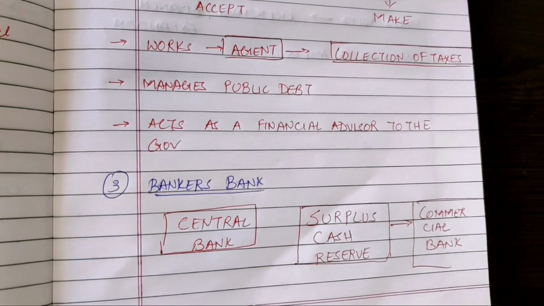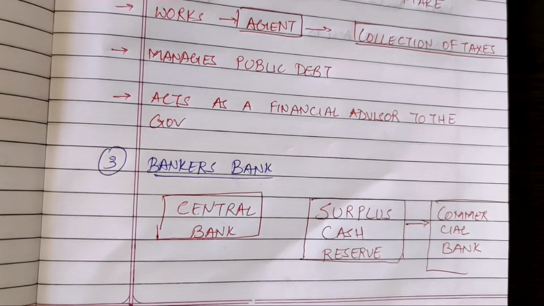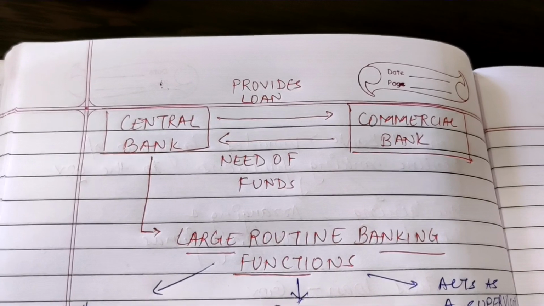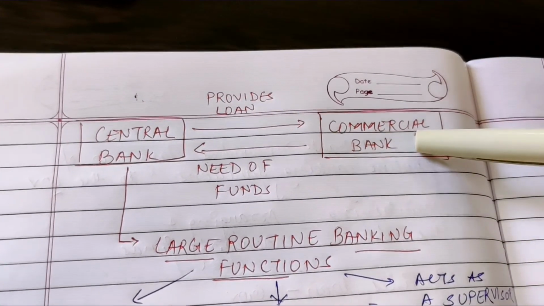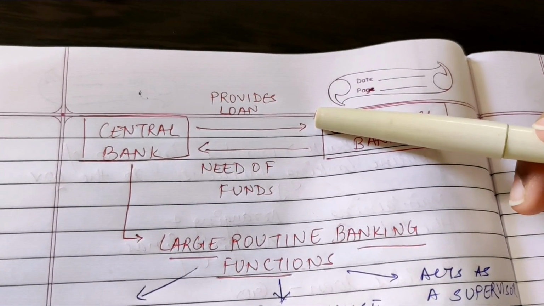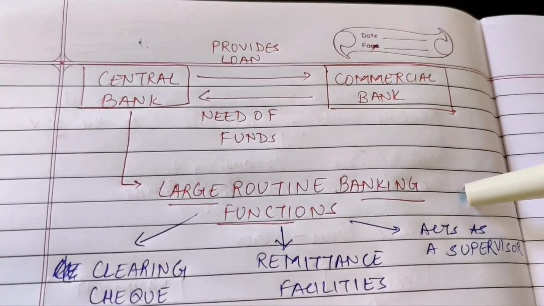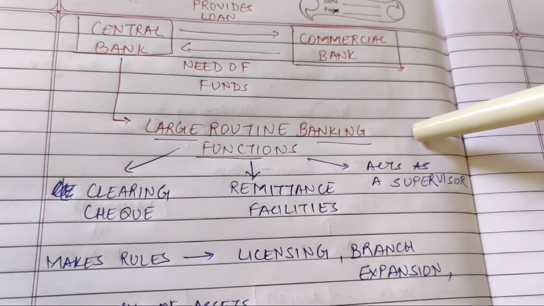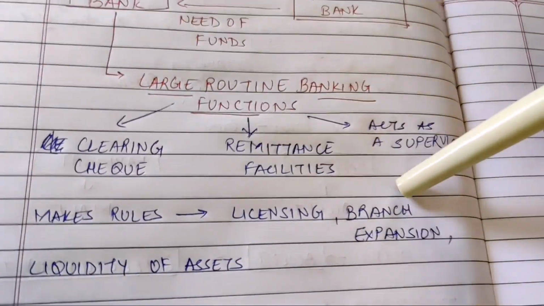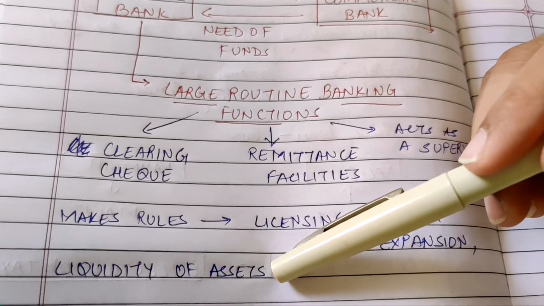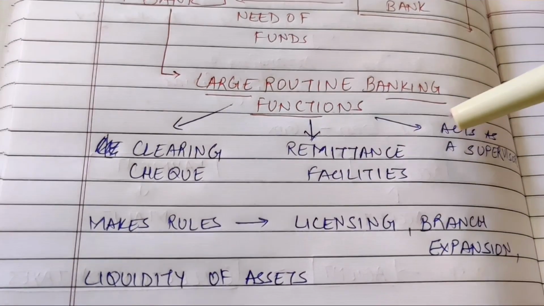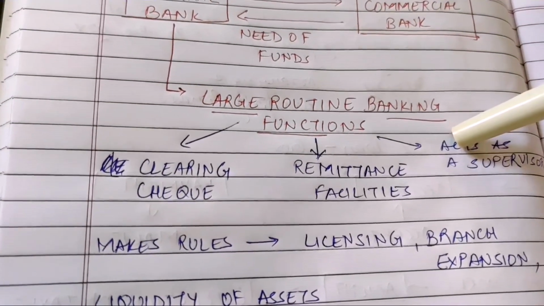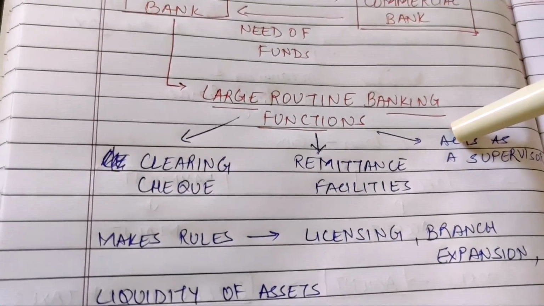Now, banker's bank is basically the central bank which holds the surplus cash reserves of commercial banks. As the central bank has surplus cash reserves of commercial banks, whenever commercial banks need funds, the central bank provides loans to them. It has certain large routine banking functions as well, like check clearing, remittance facilities, and acts as a supervisor. The central bank also makes rules like licensing, branch expansion, and liquidity of assets. In this way, control is exercised by periodic inspection of banks and the returns filed by them as well. Certain amalgamation, like merging of banks, and liquidation, is handled by the central bank.